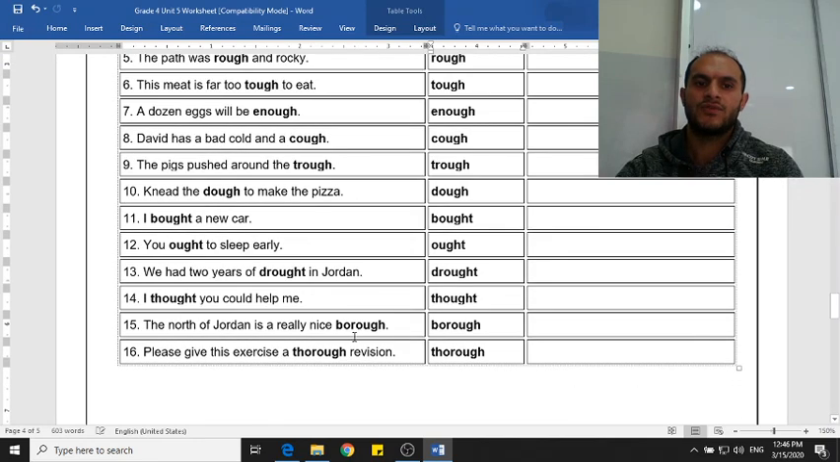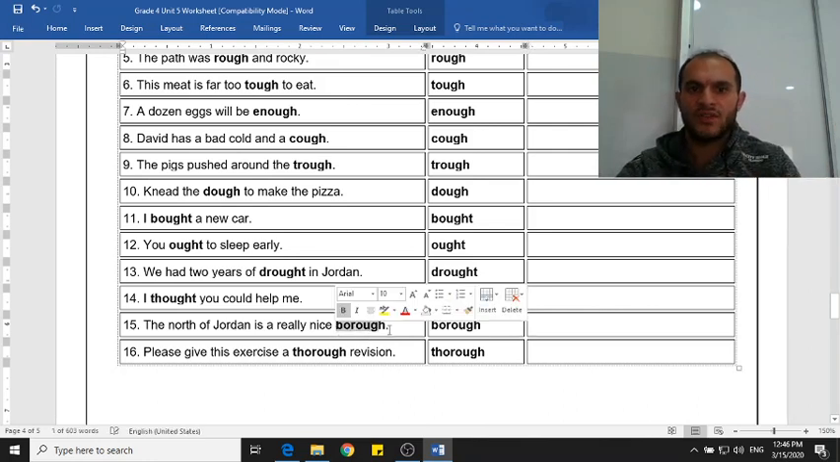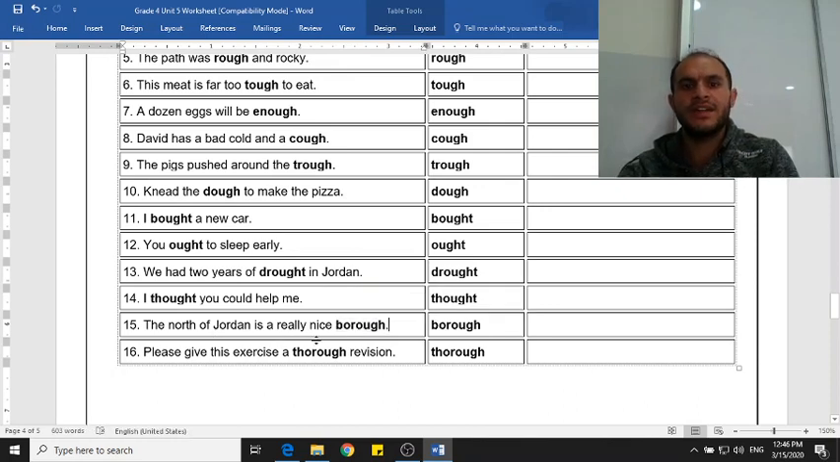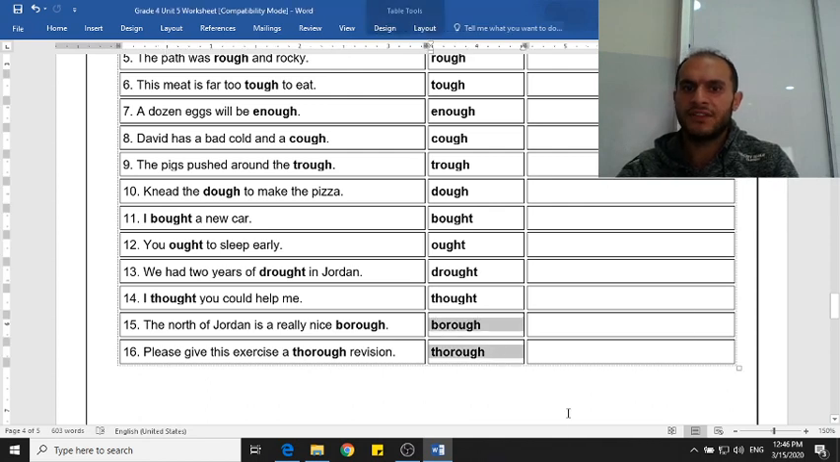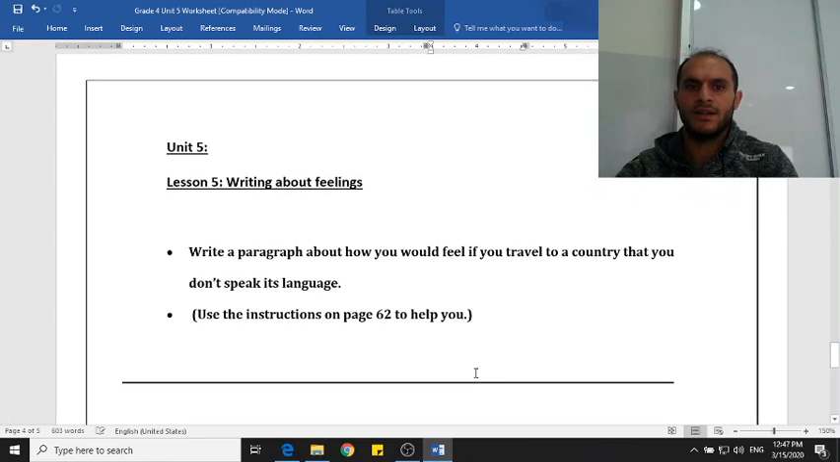And the last 2 words we have are borrow and thorough. Borrow, thorough, they sound like ARA. So like Bara, Thara. The word Bara means area or town. The north of Jordan is a really nice Bara. Please give this exercise a thorough revision. Here, thorough means deep. So let's read the last two words together because they are very similar. We say Bara and Thara. Again, Bara, Thara. Very well done.